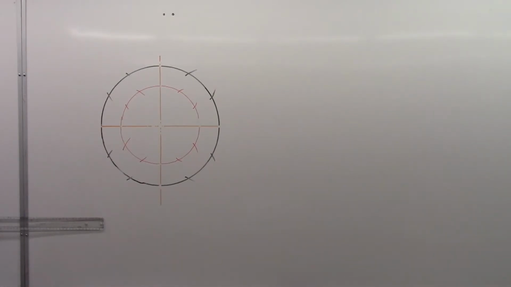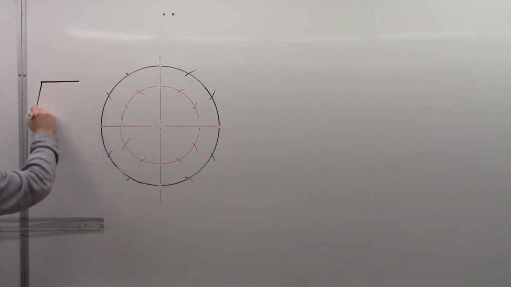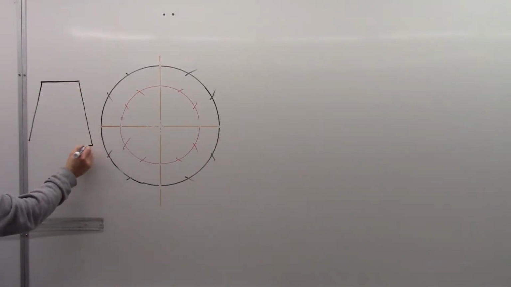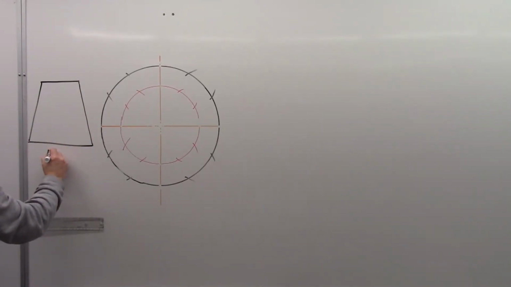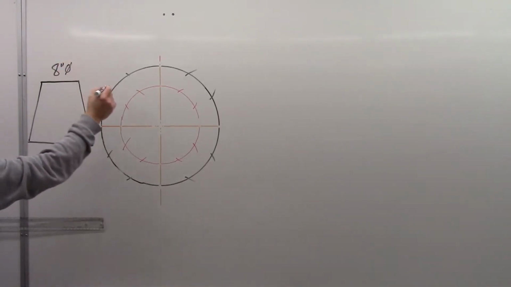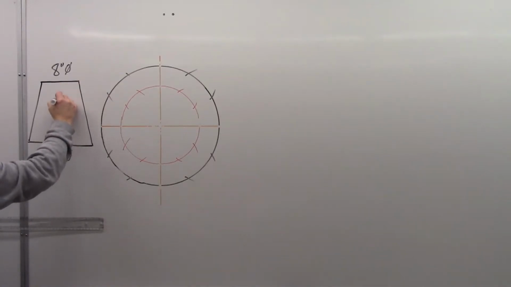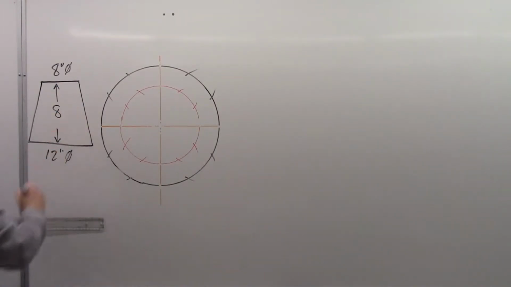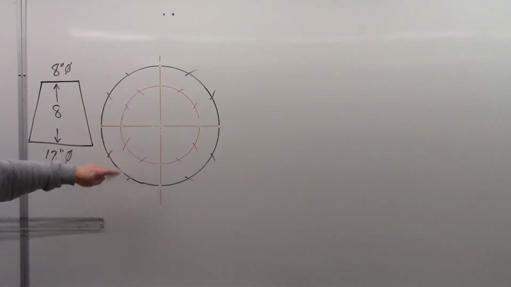And we got our small circle and our large diameter, or large circle. And now we want to draw on some element lines. We don't need to draw a complete one out, but let's just have one to reference. And let's call this 12-inch diameter and 8-inch diameter over an 8-inch height. So we've taken that elevation view, and we're looking at the plan view from there.